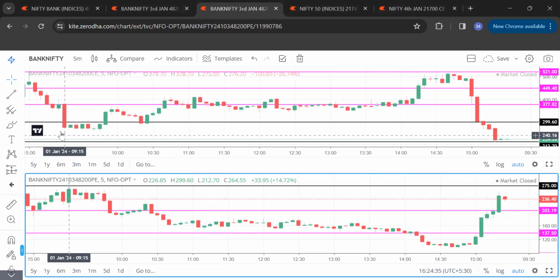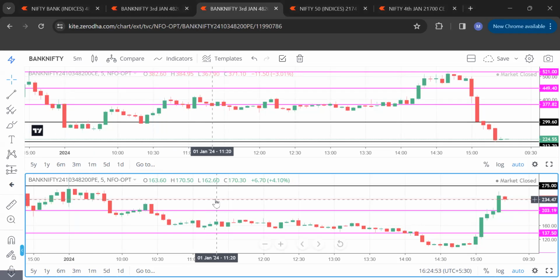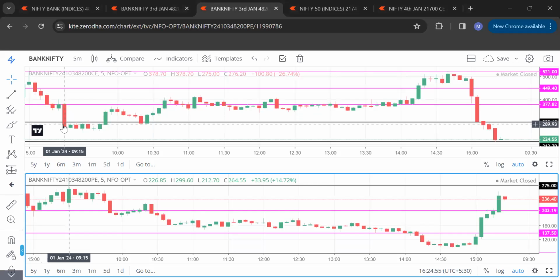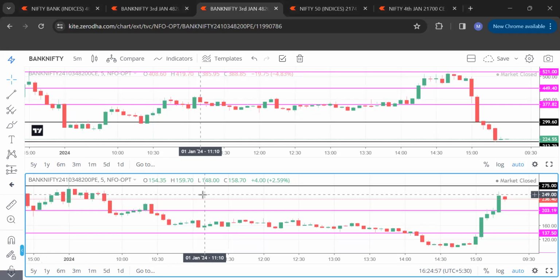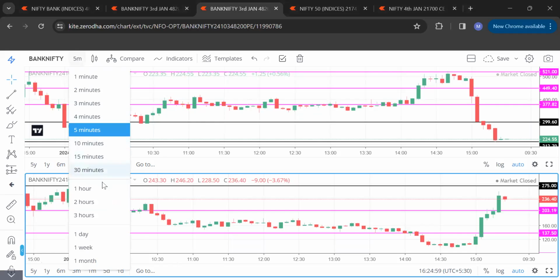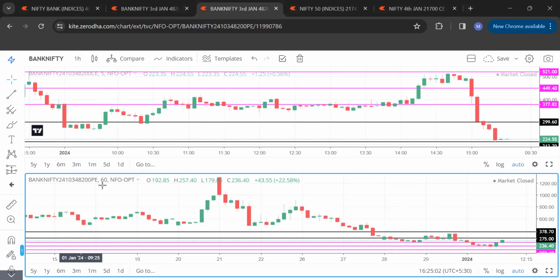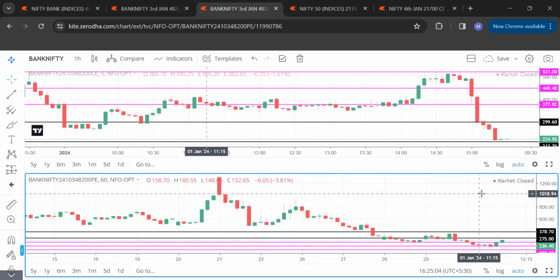Okay, so today we selected this. You know all what it is. Simple. We exchange the highs and lows. So you could see 48,200 call high was 378.70 and low was 275. So high and low of call, we will draw on put. Now let me change the time frame of put and you will see both the prices. You could see this line 378.70 and 275.